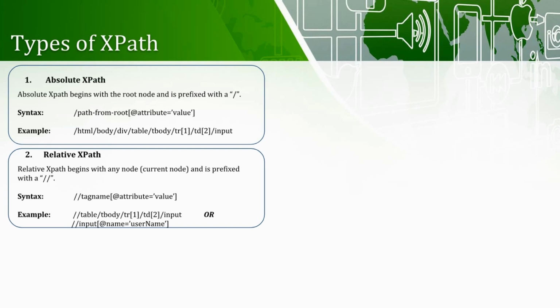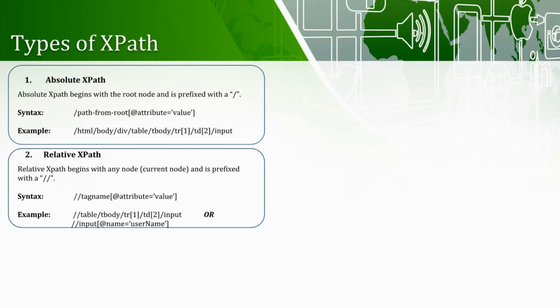Whereas in relative XPath, any node can act as the current node or the reference node. The relative XPath is prefixed with //. The syntax is // tag name and then the attribute condition. The difference between absolute and relative XPath is that in absolute XPath we start from the root node, whereas in relative XPath we can start from any node. We use / in absolute XPath, whereas we use // in relative XPath.